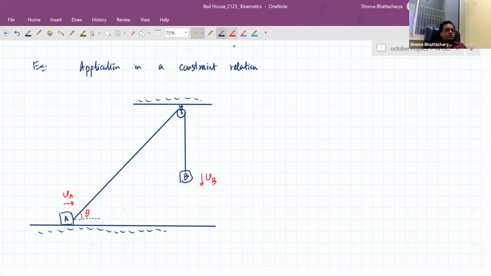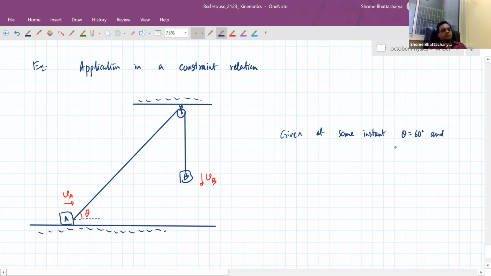Now all we have to do in this question is that given at some instant of time, suppose theta is equal to 60 degrees and B's velocity at that moment is, let's say, 1.2 centimeters per second. Find A's velocity at this instant. At the same instant, when Vb is so much and theta is so much, how much will be A's velocity?